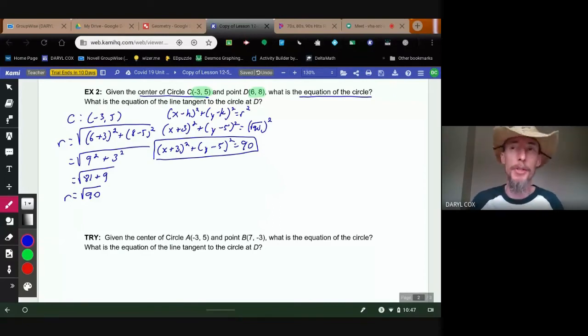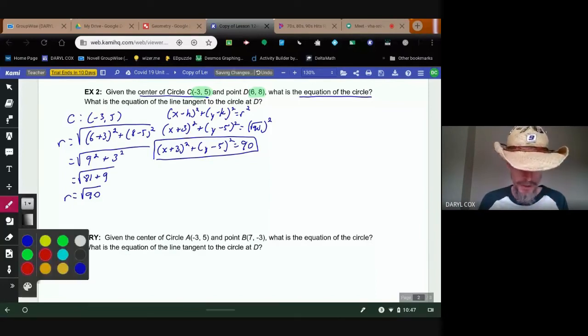Why take the square root, simplify it, when they weren't asking me what is the radius? If they'd asked me what the radius was, I'd have to give it in simplest form. But they weren't asking for the radius. So always make sure you know what the question's asking for. Okay, so that's part one, the equation of the circle.